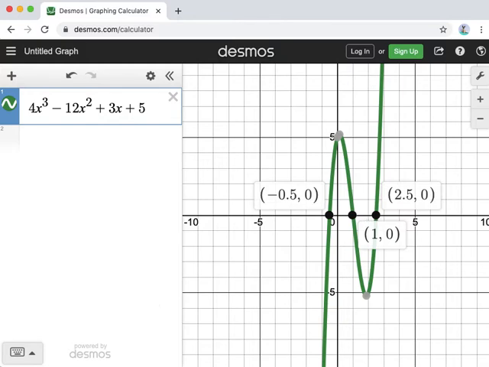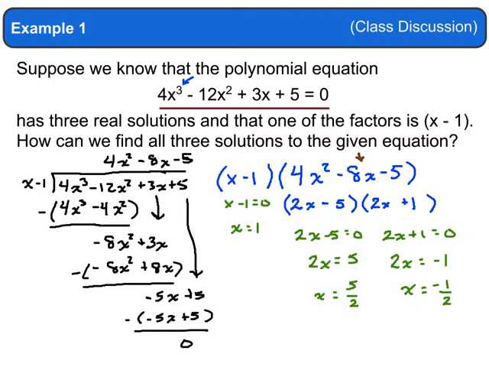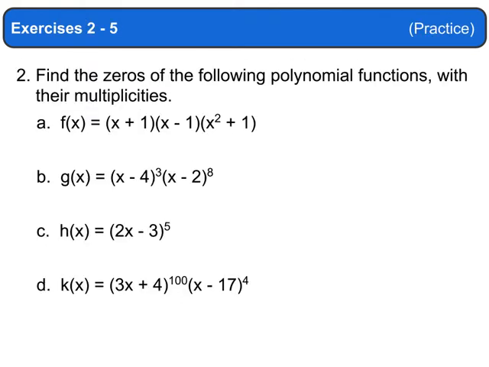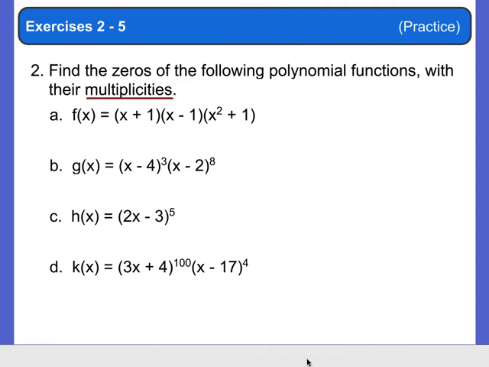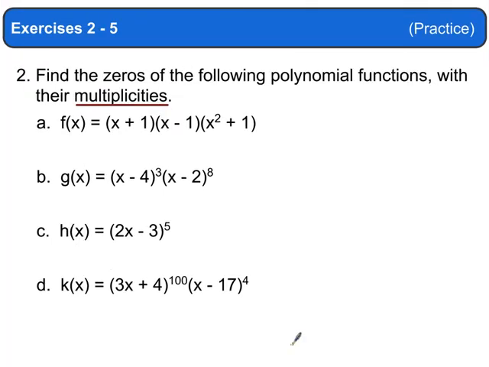So now we're going to look at our last set of exercises for this one. We're going to do exercises 2 through 5. It says find the zeros of the following polynomial functions, and state their multiplicities. Okay, so that's something new. So we're going to underline multiplicities. That implies that we're going to possibly get the same answer more than one time. And so we want to look at that and figure out what's going on with that and why.